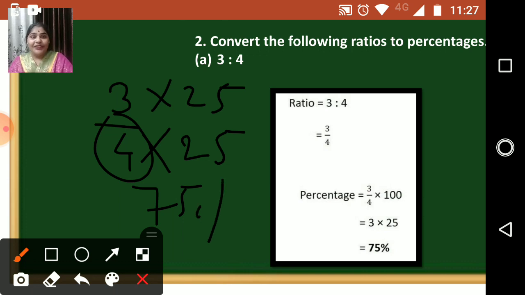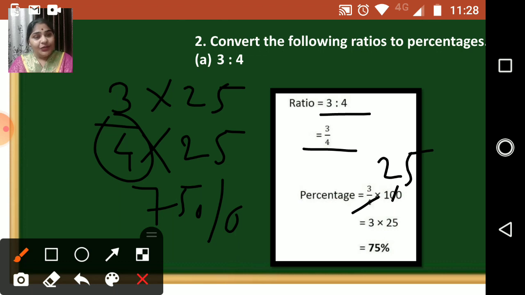So 75%. Okay. So one more method is, when you convert the given ratio into a fraction form, multiply that fraction by 100. That is 3 upon 4 multiplied by 100. Okay. So you will get 300 upon 4, or directly when you cancel, 4 ones are 4 and 4 25s are 100, and 25 into 3 is again 75%. So both the methods you can apply, whichever is easy for you, children.